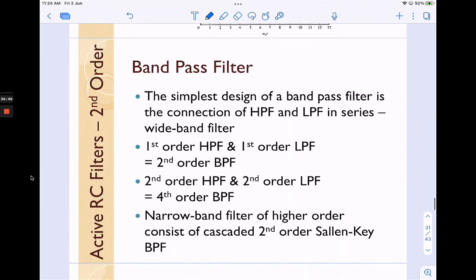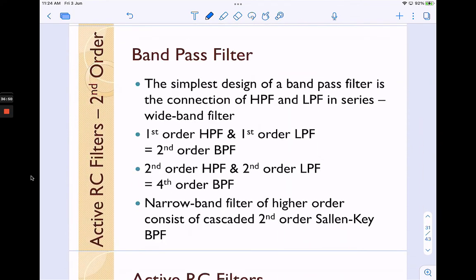Okay, and now we have the band pass filter. The simplest configuration for the band pass filter is to simply cascade a high pass filter and a low pass filter in series. So this will generate a wide band filter.